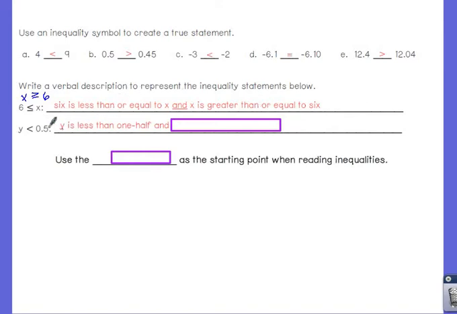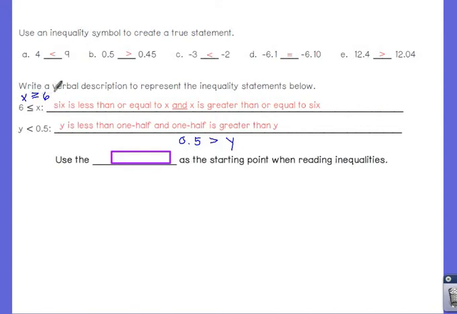Or I could read it backwards. 1/2 is greater than Y. I prefer to see the variable written first.